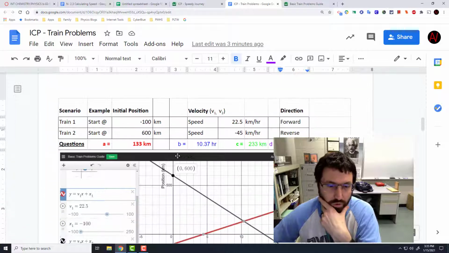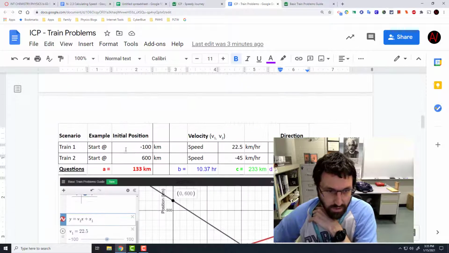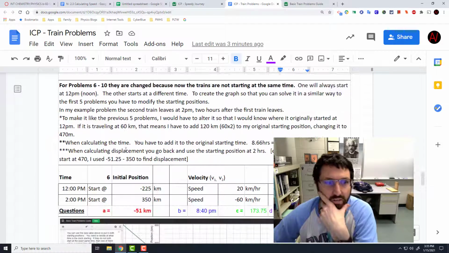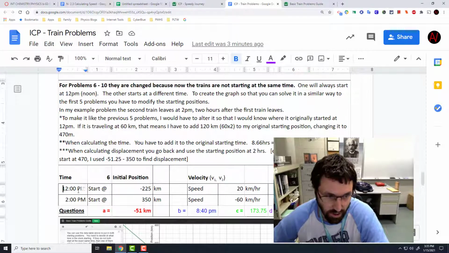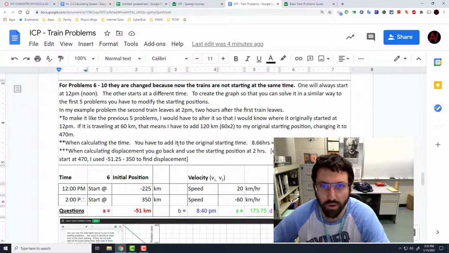So for this assignment, the train assignment, you're going to do 6 of the problems. The first 5 are all the same. The second 5 are more difficult because they don't always start at the same time. So on this one, one of them starts at 12, the other one starts 2 hours later. So you have to change a little bit as far as where they're going.